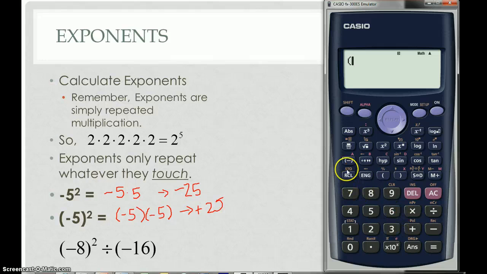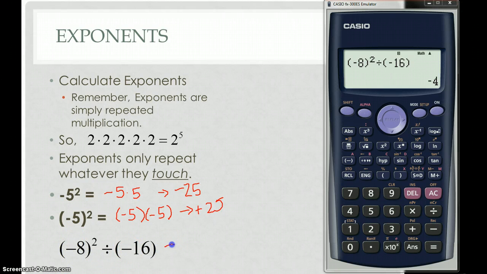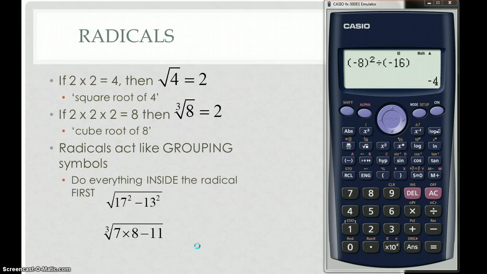Now let's do this last one here that's an actual practice problem in your book, and that is -8 squared divided by -16. Now, I know some people are tempted to count the negatives, and they say there's only 2 negatives here, so it should be positive. But since the -8 is raised to the second power, there's actually 3 negatives. 2 negatives in here and 1 more negative there. So my answer is negative. It's -4.